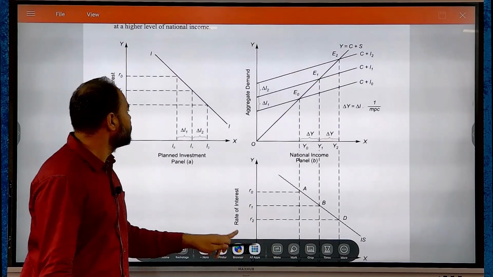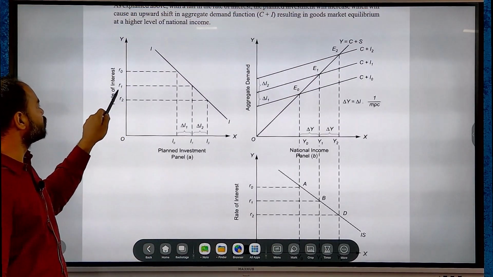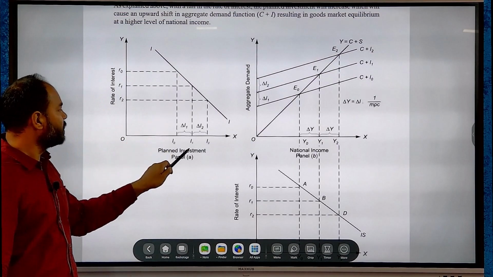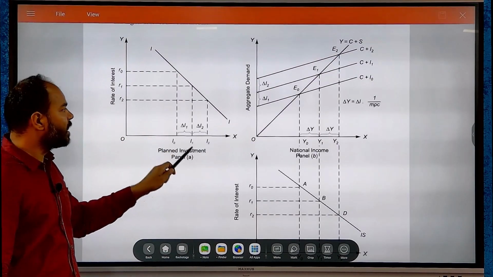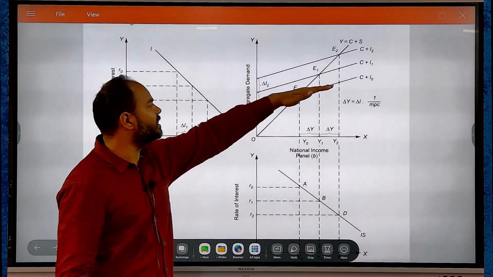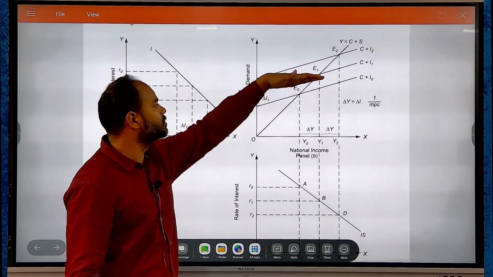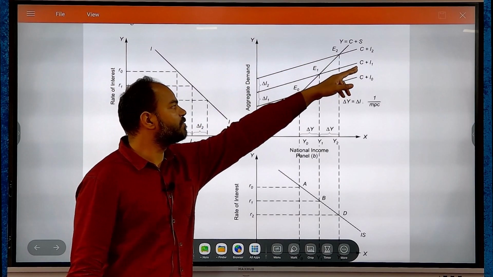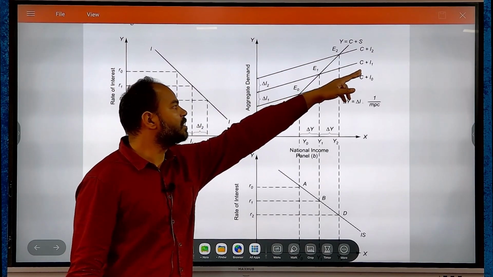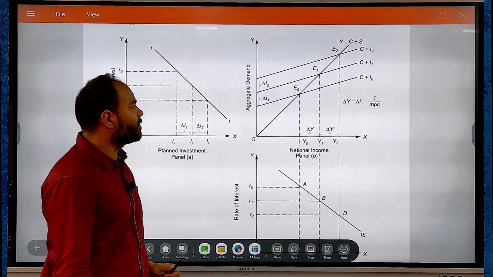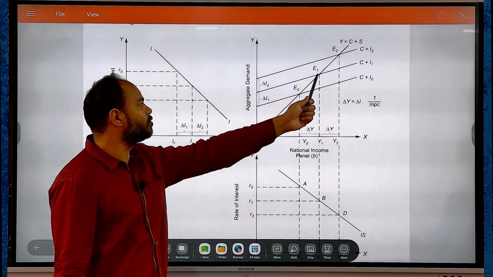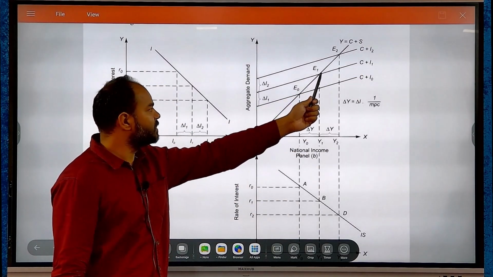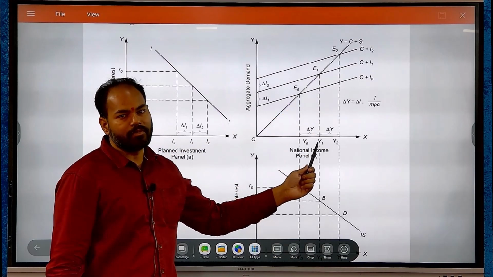Similarly, if the rate of interest further decreases to R1, investment increases to I1, and this leads to a shift in the aggregate demand curve from this to this. Now the new AD comprises C plus I1, and the new equilibrium point of aggregate demand and aggregate supply shifts to E1, and you will get the equilibrium output as Y1.